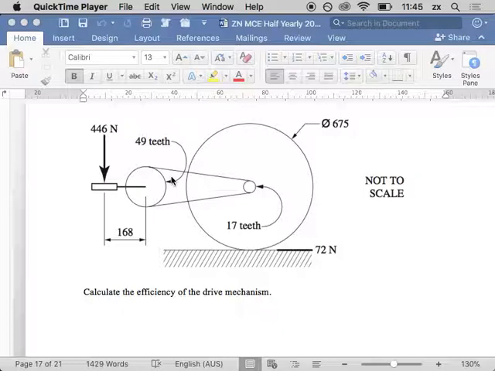So, in this situation, can someone tell me what MA is equal to? Load over effort, LOE. Yep, so it's like the word male, M-A-L-E. In this case, what's the load and what's our effort? 72 for the load and 446 for the effort. Okay, so that's a number less than 100%, yeah?